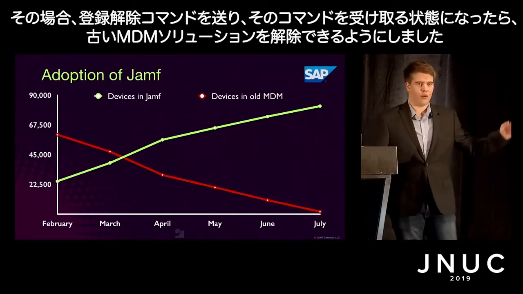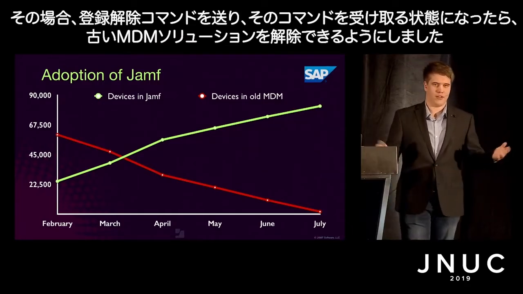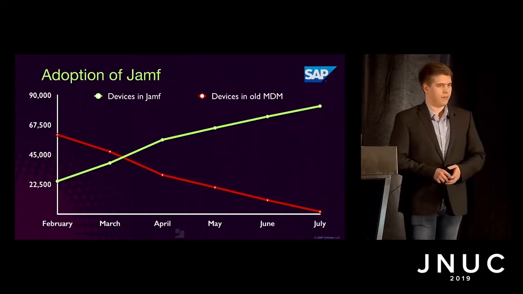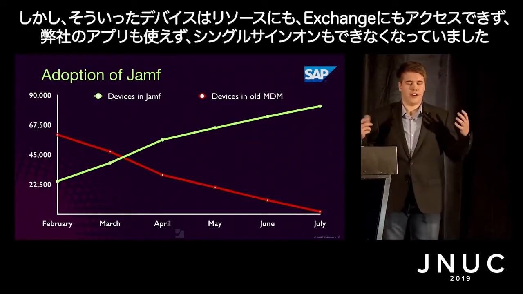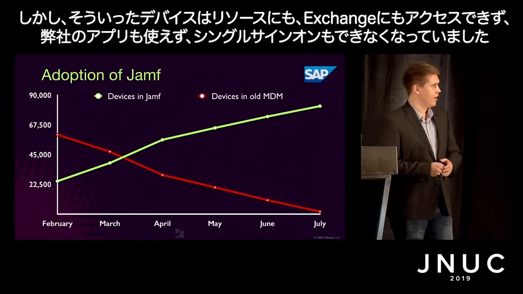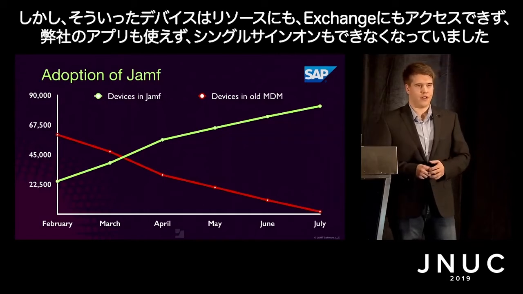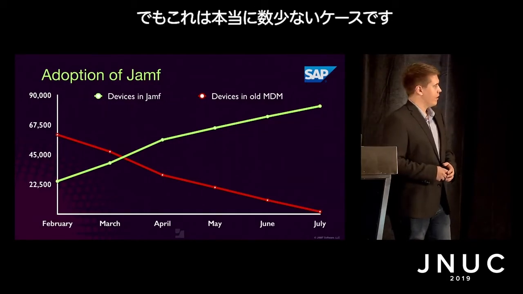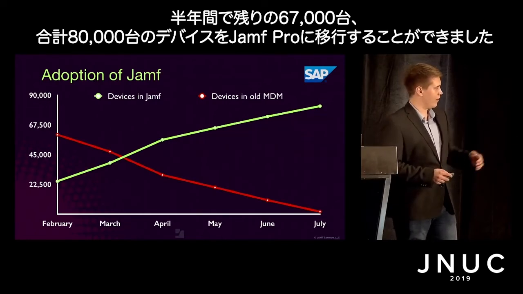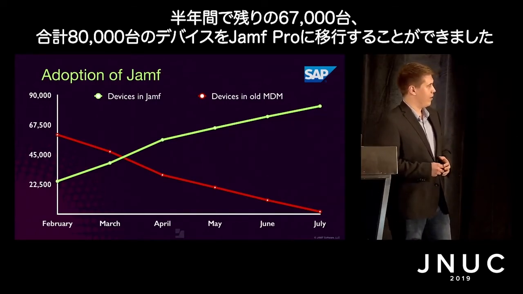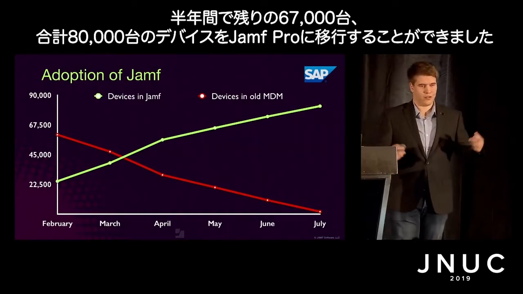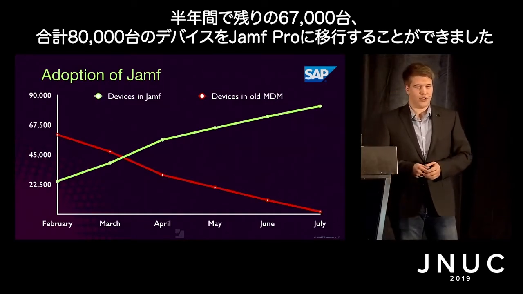We just sent them an unenrollment command, and whenever they were ready to receive that, they would unenroll from the old MDM solution, but they didn't have access to any resources anymore. They couldn't access Exchange, they couldn't use our apps anymore, and they didn't have single sign-on anymore. So these were really a few cases only. And I think in just over 6 months, we were able to migrate the remaining 67,000 devices, and in total 80,000 devices to Jamf Pro.